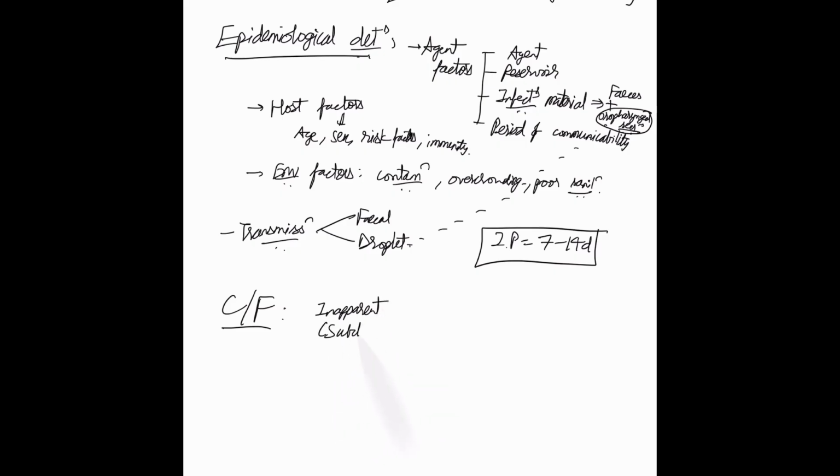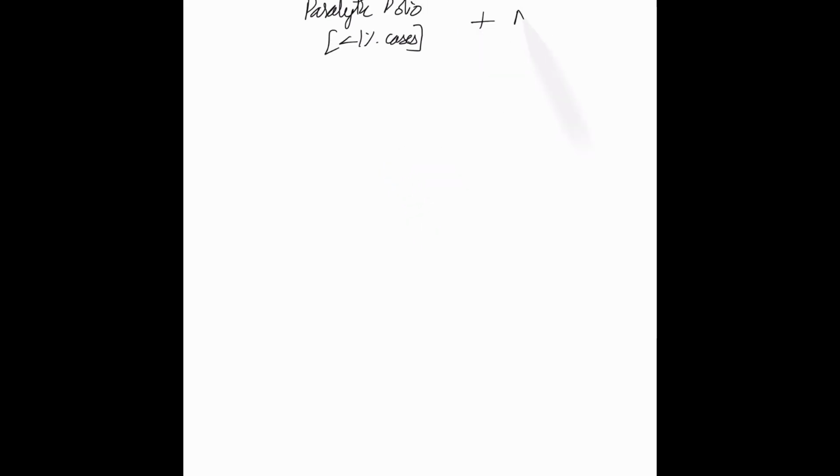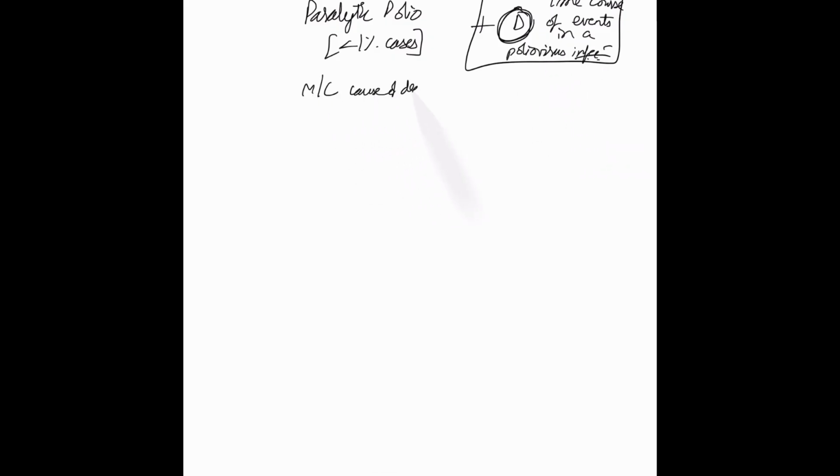The clinical features: you have an inapparent infection or subclinical infection, which is 96% of the cases. Then abortive polio or minor illnesses that occur in 4 to 8% of the cases. Then non-paralytic polio in 1% of the cases. And then the most dreaded one, that's paralytic polio, which occurs in less than 1% of the cases. Plus an important diagram showing the time course of events in a polio virus infection. Must know: the most common cause of death is respiratory paralysis in paralytic polio.